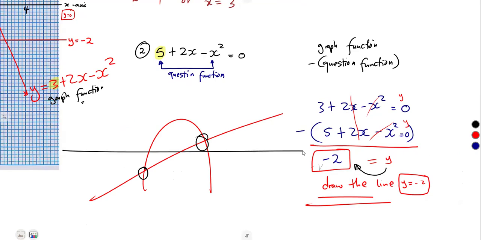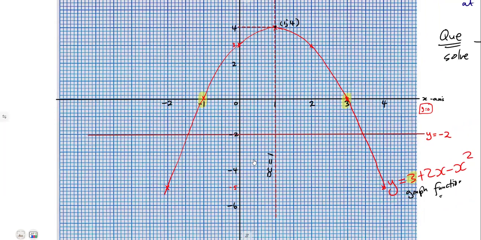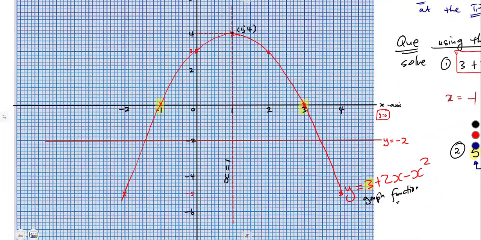So you take these solutions to the x-axis. From here, go straight to the x-axis. From here, straight to the x-axis. So this is the concept. In our case, we have a horizontal line of what? y is equal to minus 2, this one. So where this line intersects with the original function, our graph function, they intersect at this point and this point.